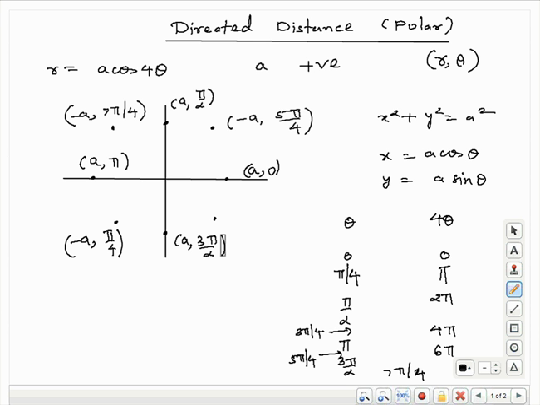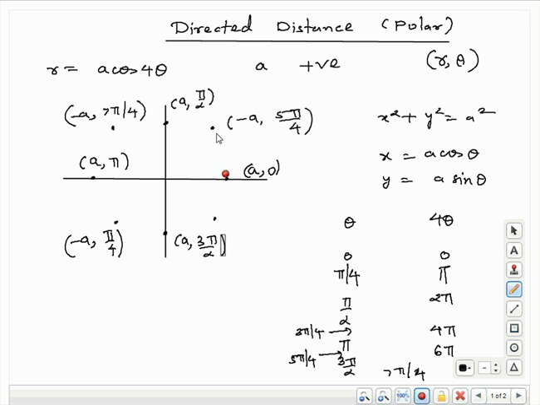Okay, so can we proceed now with plotting? At theta 0, and this, there must be a point where r is 0. Do you agree with this?